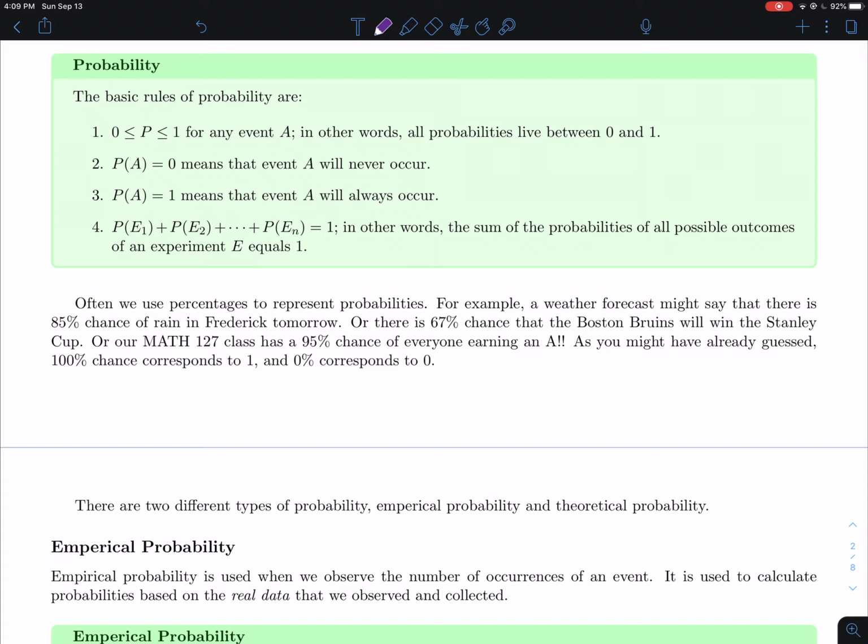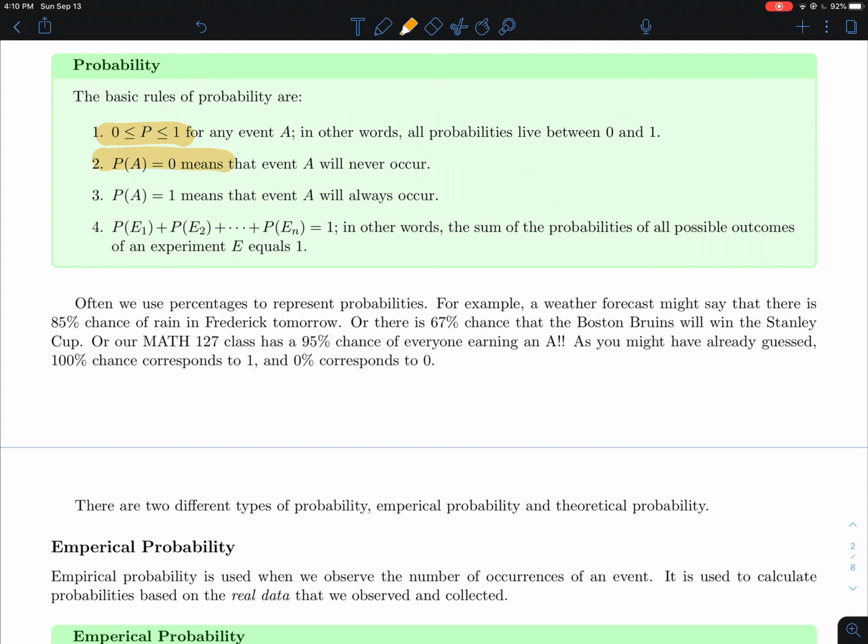So some of the main rules of probability are that all probabilities always live between 0 and 1. So again, remember, these are proportions or percentages. So we can't have a probability that's negative, and we can't have something that's greater than 100%. So worst case scenario, we get 0, which would be number 2.